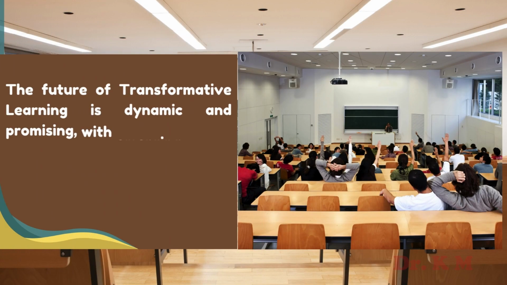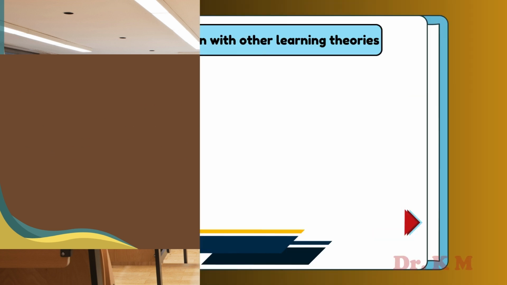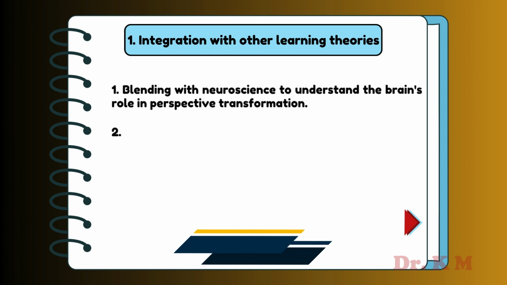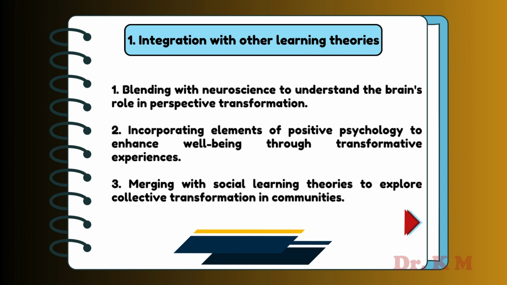Future directions and emerging trends. The future of transformative learning is dynamic and promising, with emerging trends that expand its scope and relevance in our rapidly evolving world. 1. Integration with other learning theories. Blending with neuroscience to understand the brain's role in perspective transformation. Incorporating elements of positive psychology to enhance well-being through transformative experiences.